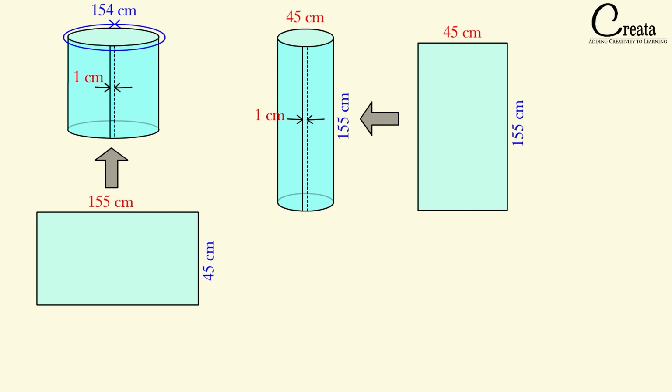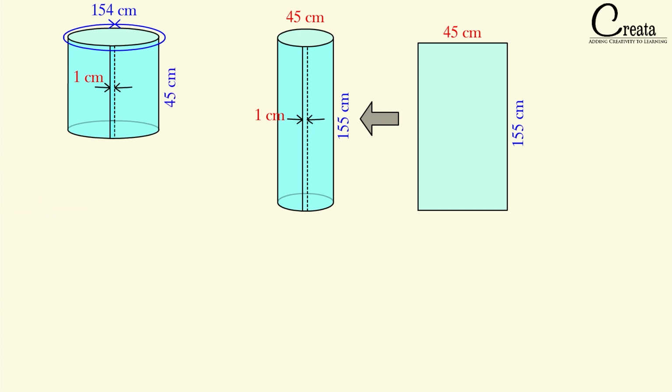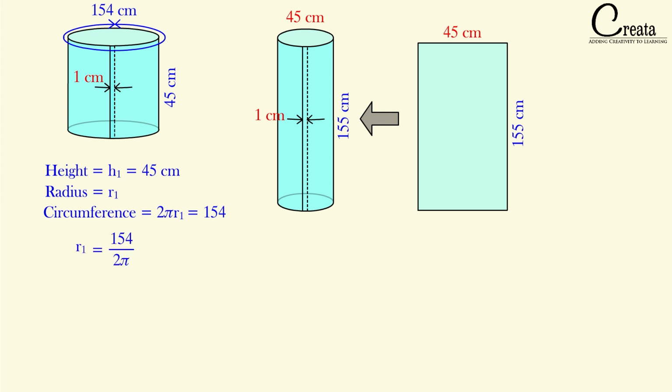And what is the height of the cylinder? It is 45 centimeter. Let's name the height of the cylinder h1 and the radius of the cylinder r1. Can we say this circumference 2 pi r1 is equal to 154? r1 is the radius of the circular portion, and 2 pi r is the formula of the circumference. So 2 pi r1 equals 154. It is not 155, 1 centimeter has been wasted. Got it? We can calculate the radius as r1 equals 154 upon 2 pi. No need to solve this further, just take r1 as 154 upon 2 pi. The rest we will see later on.